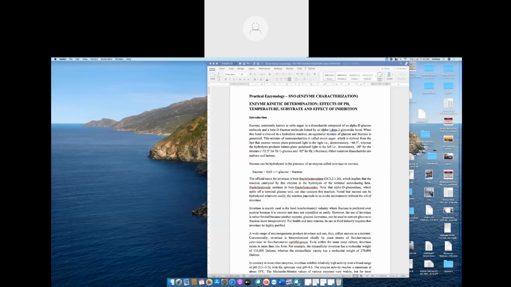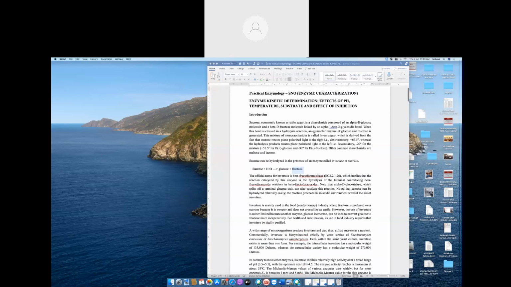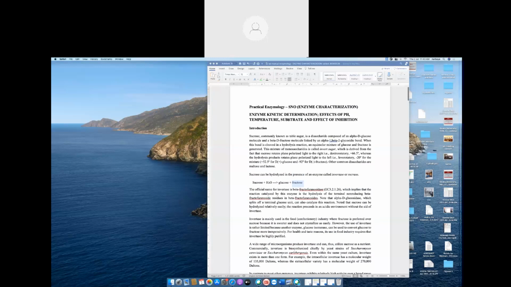Okay, so now we have the invertase, the sucrase, just now. We want to characterize it. We want to know the best temperature, enzyme concentration, or substrate, and the pH, as well as the inhibitor for the invertase.